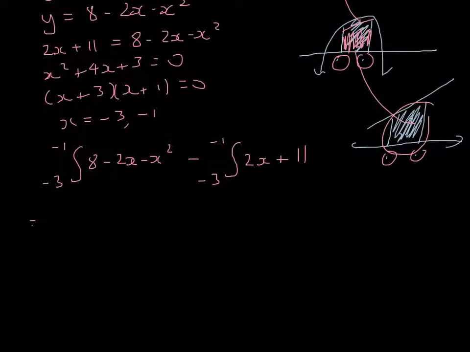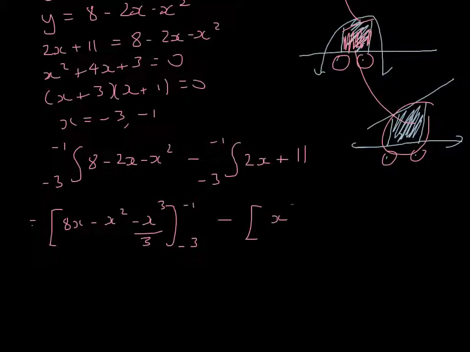So let's do that. We'll get 8x minus x squared minus x cubed all over 3, between negative 1 and negative 3. And I'm going to integrate that. I'm going to get x squared plus 11x between negative 1 and negative 3. And now you have to evaluate it carefully. You're going to have to put negative 1 in there, negative 3 in there, and then work out the difference between those two, and do the same thing here.